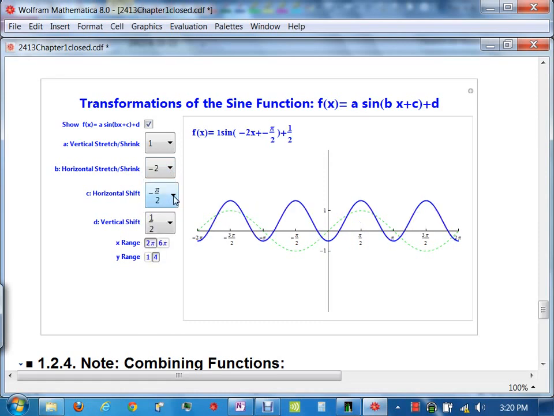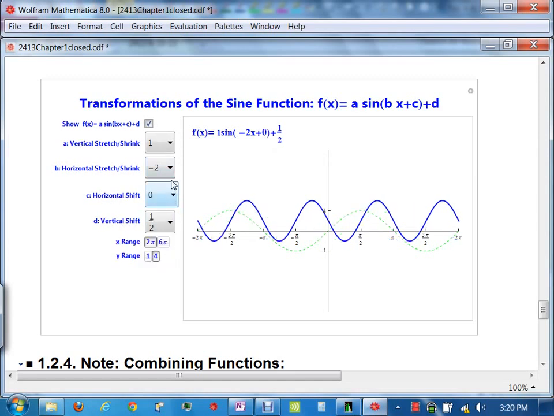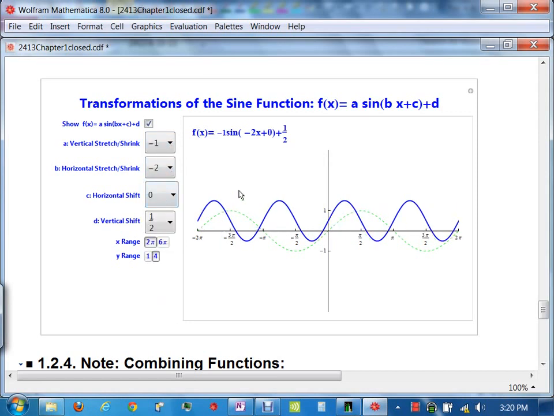What did I do there? Did I just do that right there? See. Oh, I changed that. That changes your period. I didn't. This is wrong. It shouldn't say horizontal shift. It should be period. Let's see. Flip it over. So you can play with this on your own.